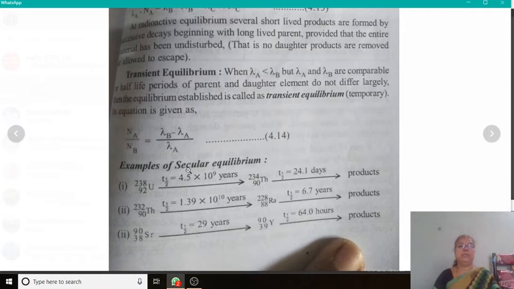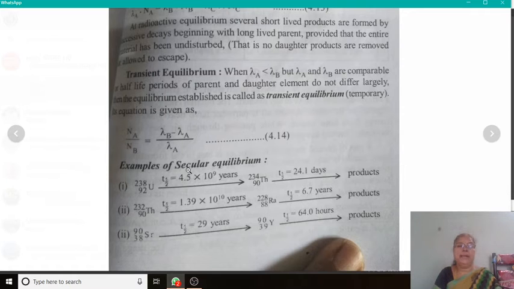Then the examples of secular equilibrium. Here, uranium having mass number 238 and atomic number 92 decays and gives thorium with mass number 234 and atomic number 90, and it produces a product. Here the half-life of uranium is 4.5 into 10 raised to 9 years, while the half-life of thorium is very less, in the order of 24.1 days.